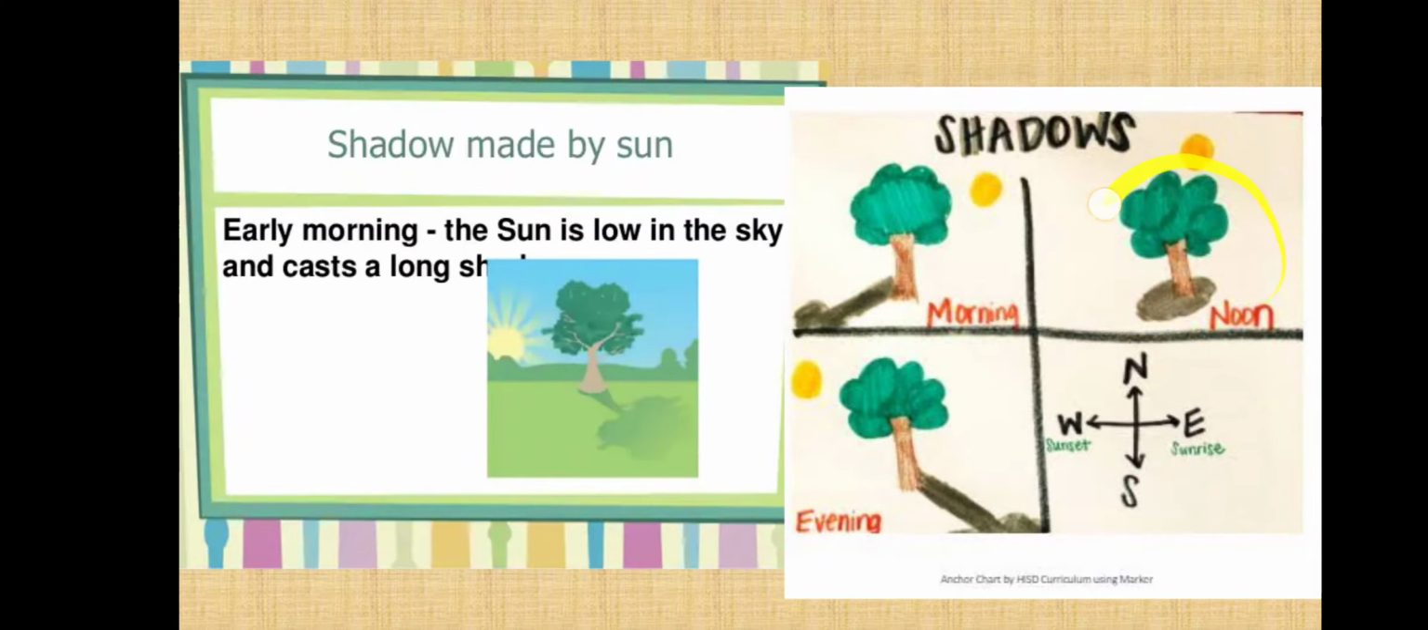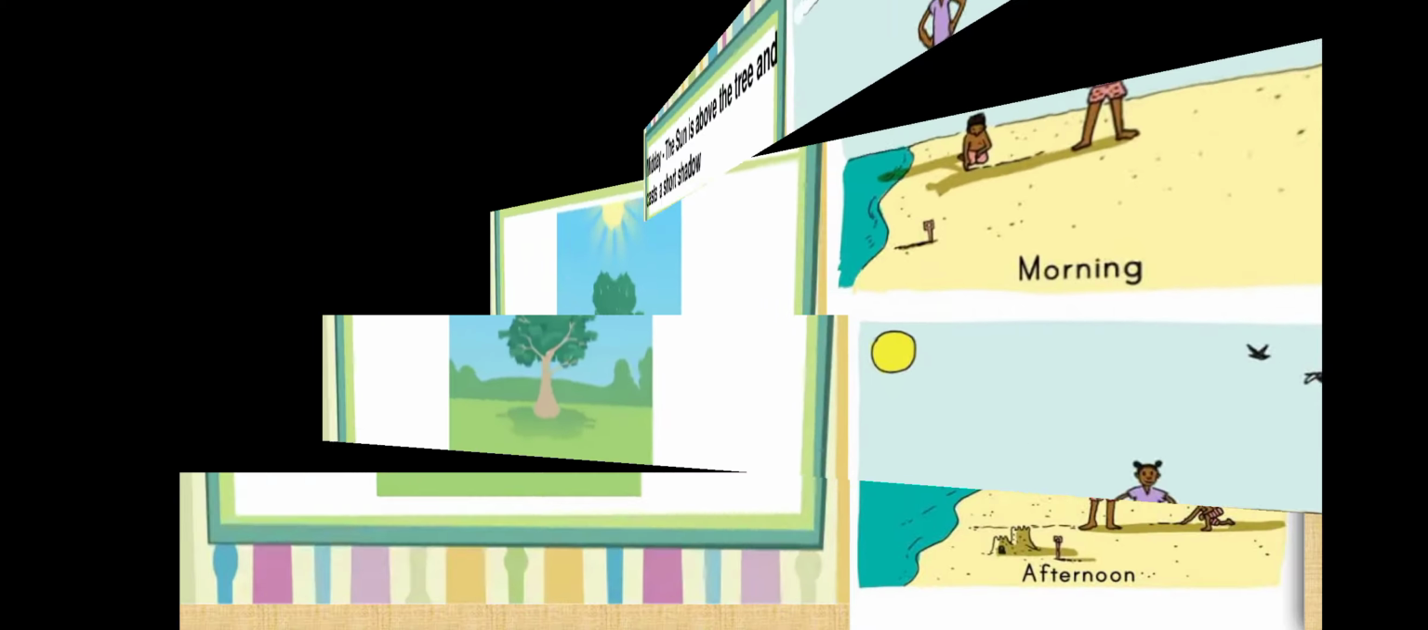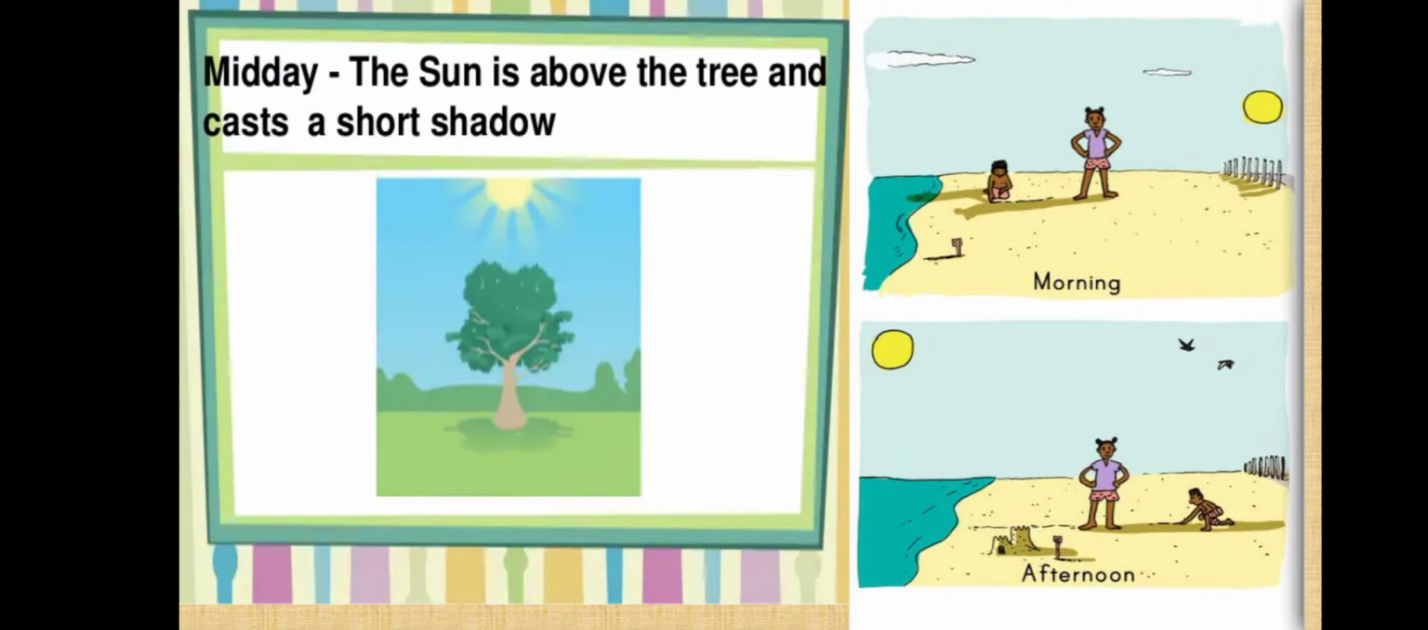In the afternoon, when the sun is right up on our head, this is the position of the shadow. And in the evening, when the sun is setting, you have the shadow on the opposite side from what you had in the morning. During midday, the sun is above the tree and casts a short shadow.